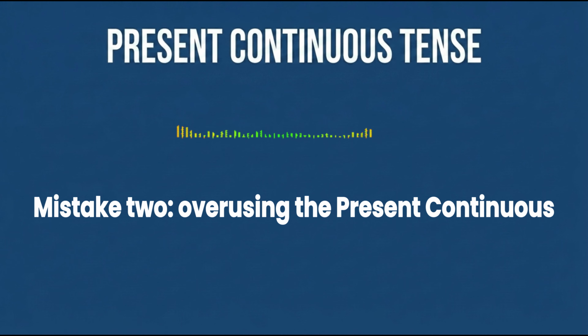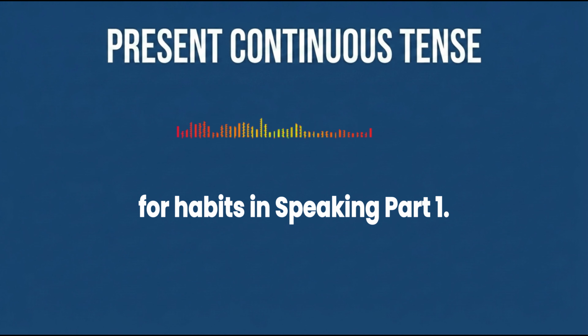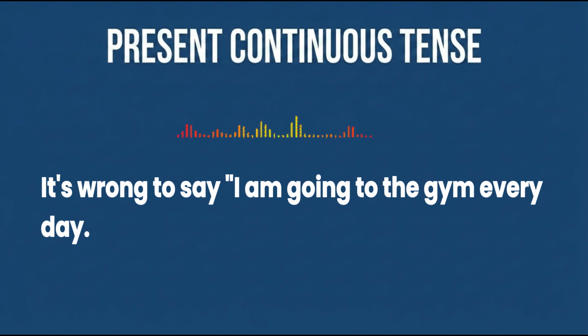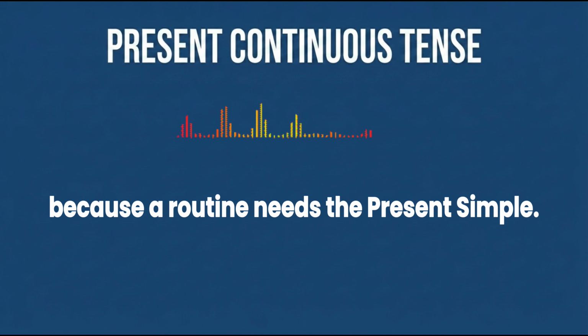Mistake 2. Overusing the present continuous instead of the present simple for habits in speaking part 1. It's wrong to say, I am going to the gym every day. The correct form is I go to the gym every day, because a routine needs the present simple.